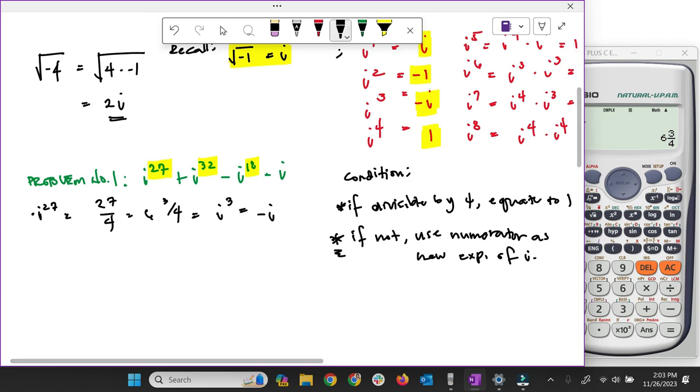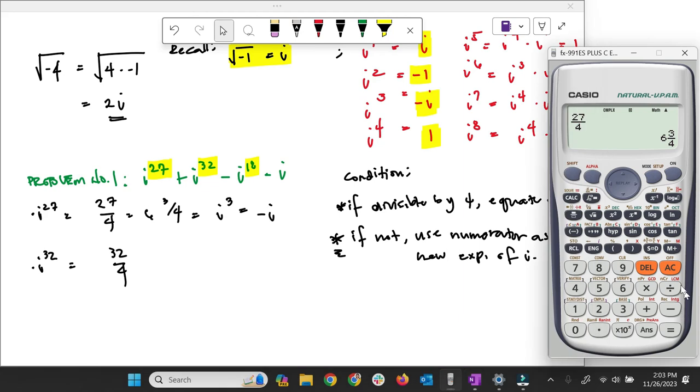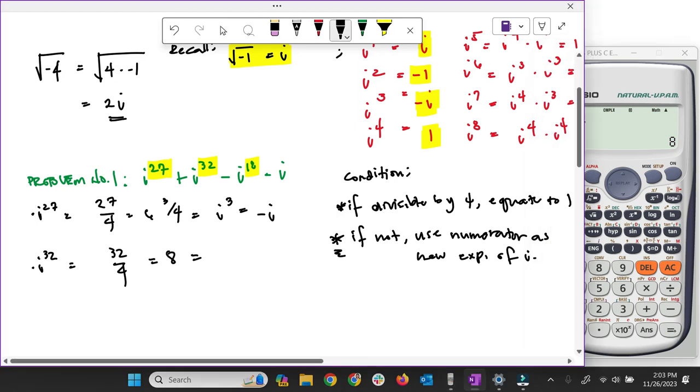So let's proceed to i raised to 32. Again, 32 divided by 4. I think this is divisible by 4 naman. So let's check lang din. 32 divided by 4 will be equal to 8. And since this is divisible by 4, papalitan ko na agad siya ng 1 para hindi ako malito.